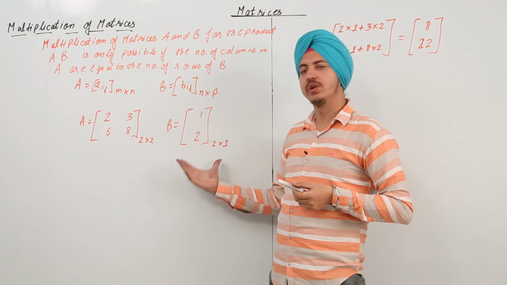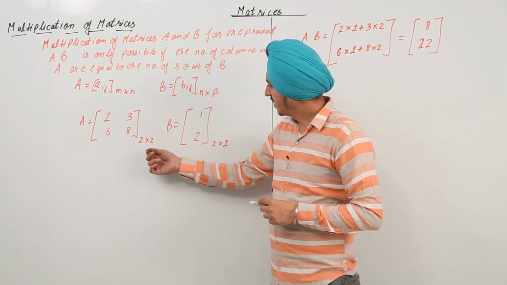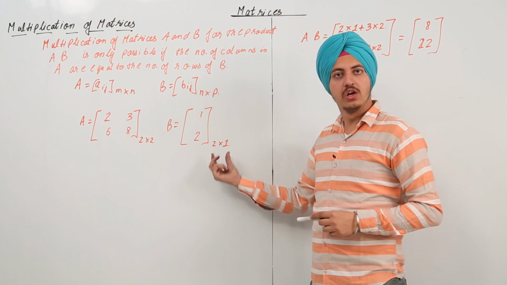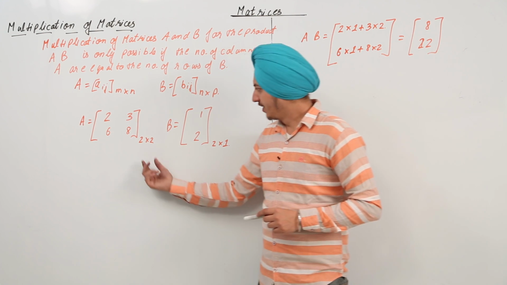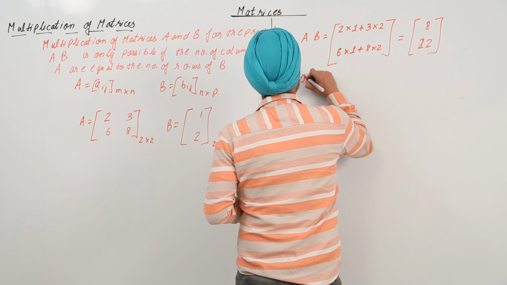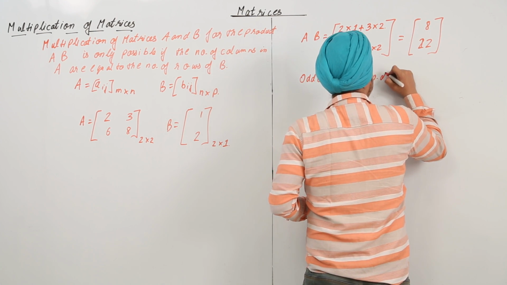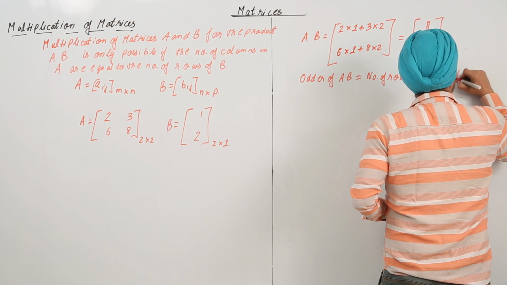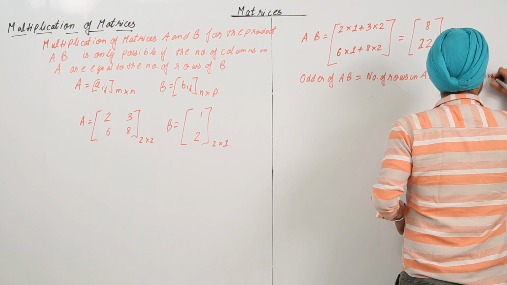Now, first of all, without doing the multiplication, we can find out the order of the matrix. How? We can find out the order of the matrix by looking at the orders of the matrices that we have to multiply. Let's say that this has order 2 by 2 and this has the order 2 by 1. So what is the order of this matrix? The order of matrix AB is equal to the number of rows in A into the number of columns in B.